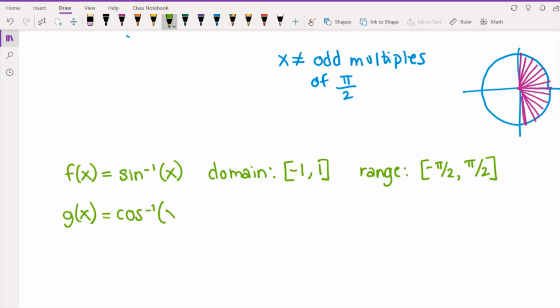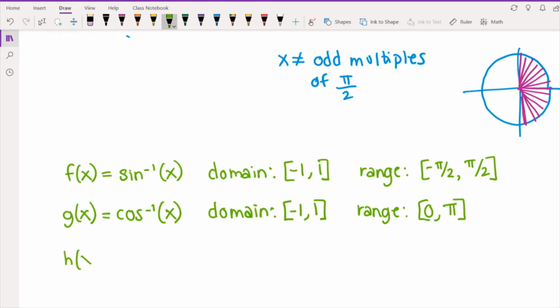So similarly, if we look at inverse cosine, the domain is the same, right? Because same with inverse sine, you can't take inverse cosine of numbers that are outside of the range of cosine. So what is the range for inverse cosine? Well, when you're doing inverse cosine, that always gives you angles between 0 and pi. So it's different from the range of inverse sine.